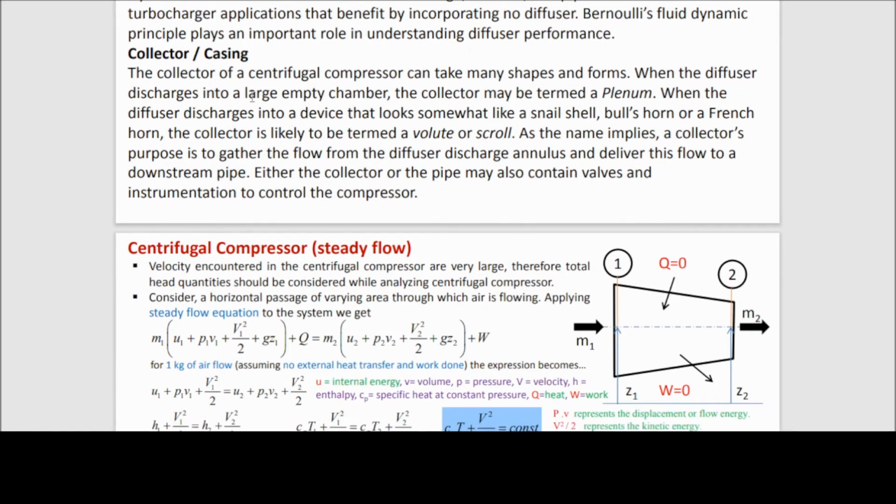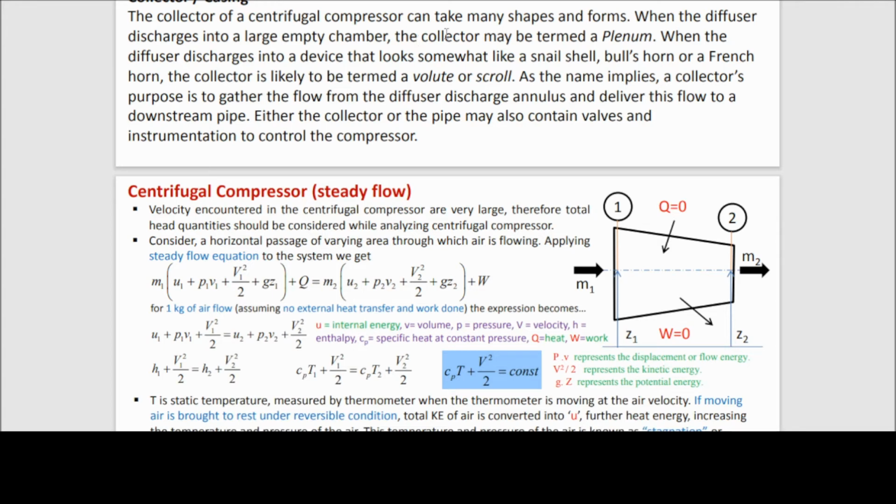Now collector or casing. The collector of a centrifugal compressor can take many shapes and forms. When the diffuser discharges into a large empty chamber, the collector may be termed a plenum. When the diffuser discharges into a device that looks somewhat like a snail shell, a bull's horn, or a French horn, the collector is likely to be termed a volute or scroll. As the name implies, a collector's purpose is to gather the flow from the diffuser discharge annulus and deliver this flow to the downstream pipe. Either the collector or the pipe may also contain valves and instrumentation to control the compressor.